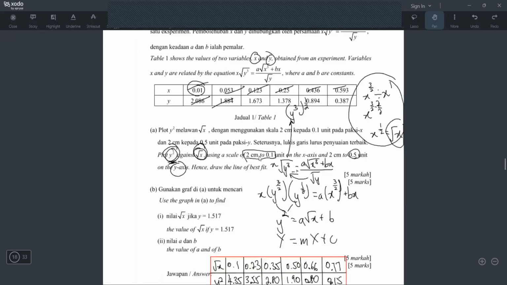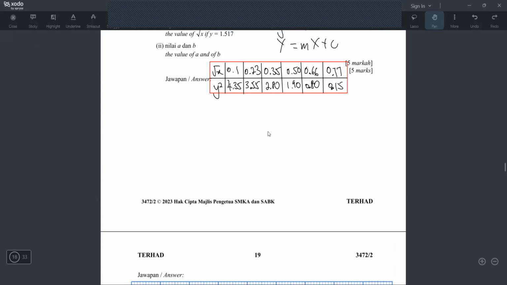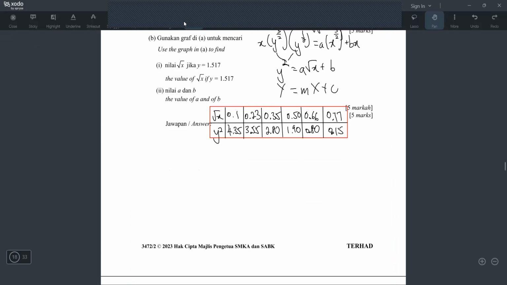Part A, 5 marks. Okay. So the title also I read it already. So now we can do the last part. Okay, which is part B. All right, part B, there's some space here. I'll use this space to do part B1. Okay, B1, find the value of square root x if y equals to 1.517.